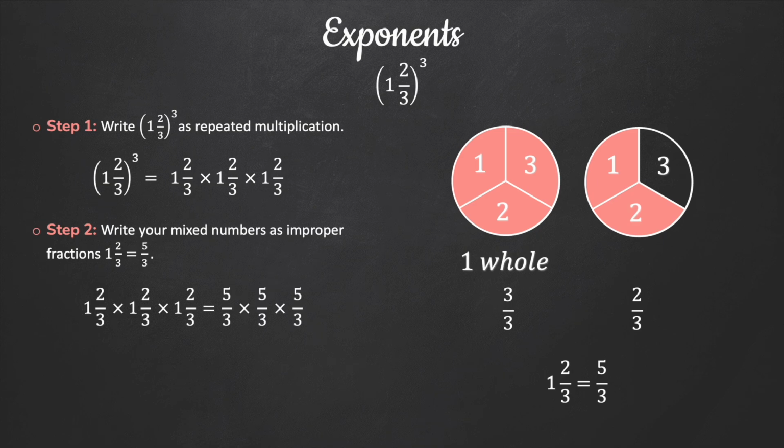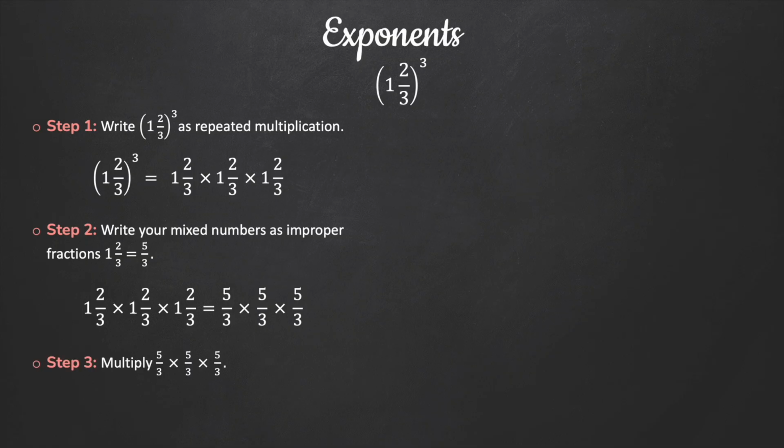So that means that 1 2/3 times 1 2/3 times 1 2/3 is equal to 5/3 times 5/3 times 5/3. Next, we're going to go ahead and multiply 5/3 times 5/3 times 5/3. In order to do so, we first have to multiply our numerators. So 5 times 5 times 5 is equal to 125. And then we multiply our denominators. So 3 times 3 times 3 is equal to 27.